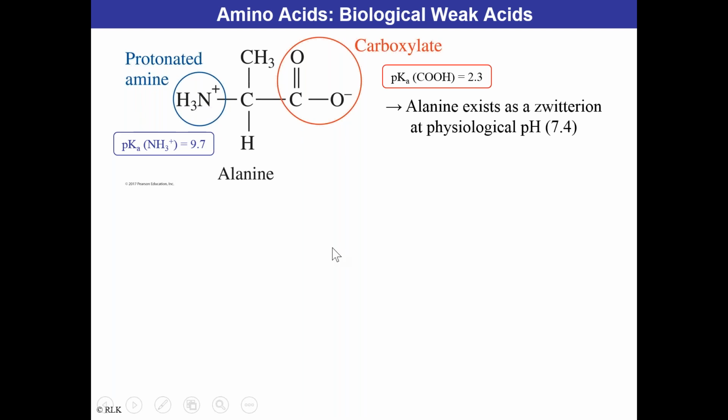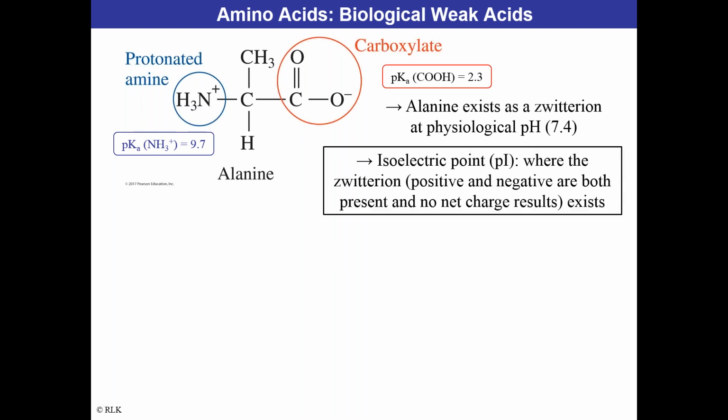It's very helpful to make sure that you keep the pKa and the pH levels in mind as you're trying to better understand what form of the molecule is going to exist at a given pH. They call it the isoelectric point, where the zwitterion, the positive and negative, are both present and no net charge results, okay?